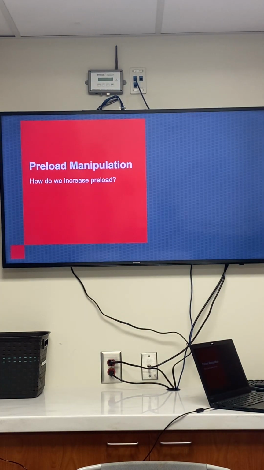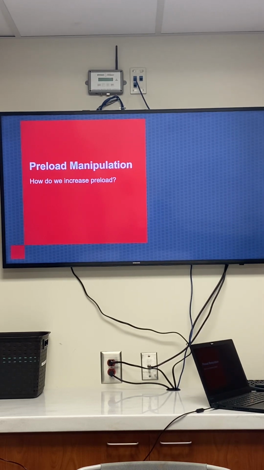To manipulate our preload, we always want to assess that first, because the saying is I want to fill my tank before I step on the gas. If my tank's not full, I could add all the pressors, all the inotropes in the world, and I'm just making that heart work really hard. So we want to make sure our patient's volume optimized, then we can assess those other parameters.